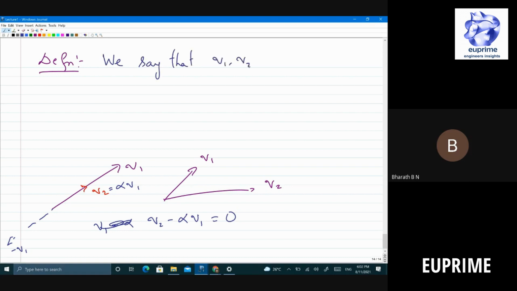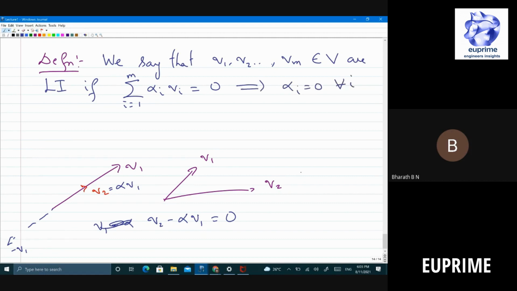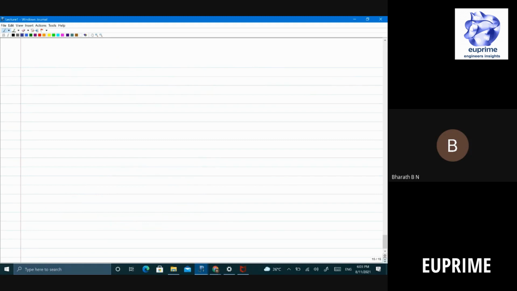We say that v1, v2, etc., vm belonging to V are linearly independent if you take any linear combination, the summation i equal to 1 to m of alpha i vi equal to 0, that implies alpha i equal to 0 for all i. The only possibility is all the coefficients being 0. Otherwise, you cannot have this. This is linear independence.